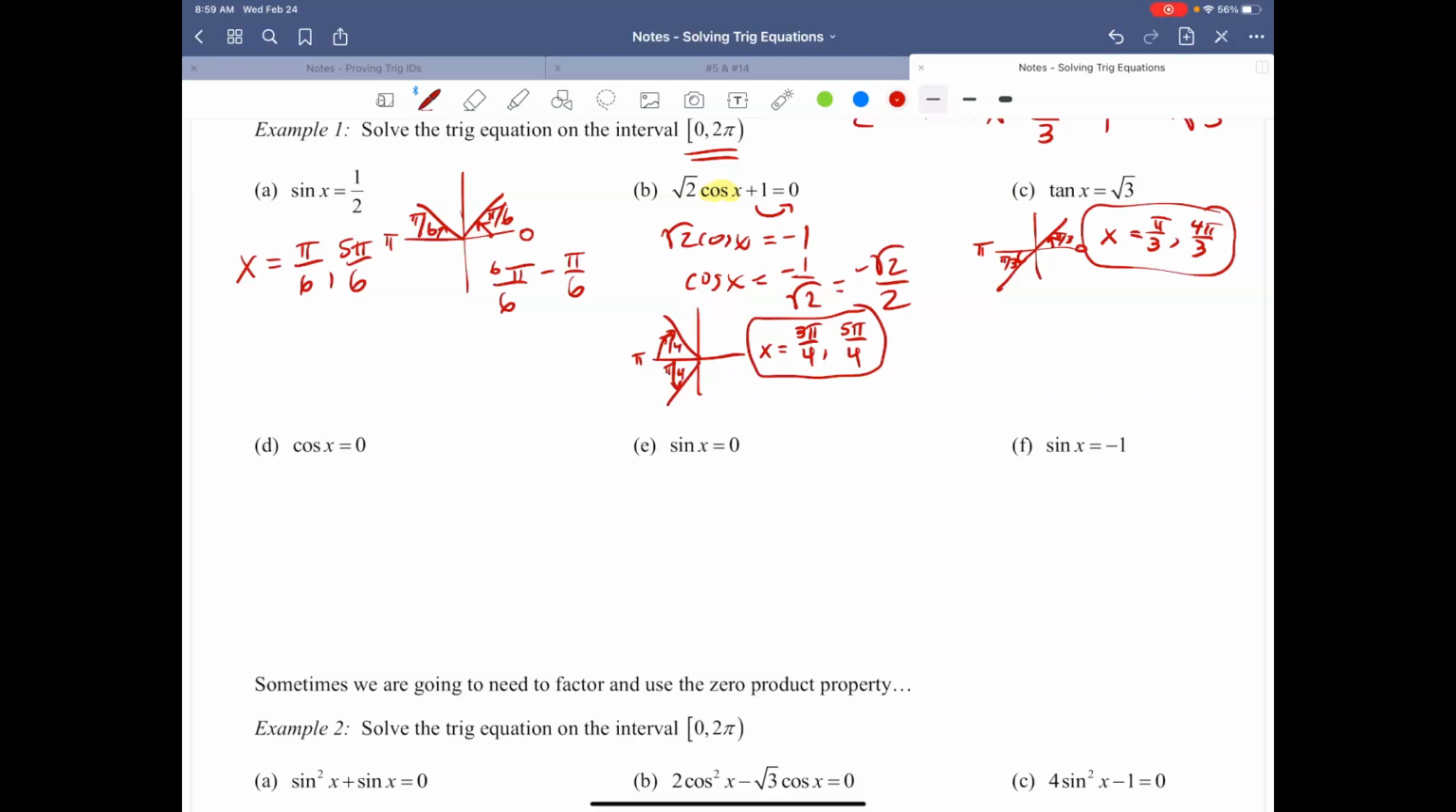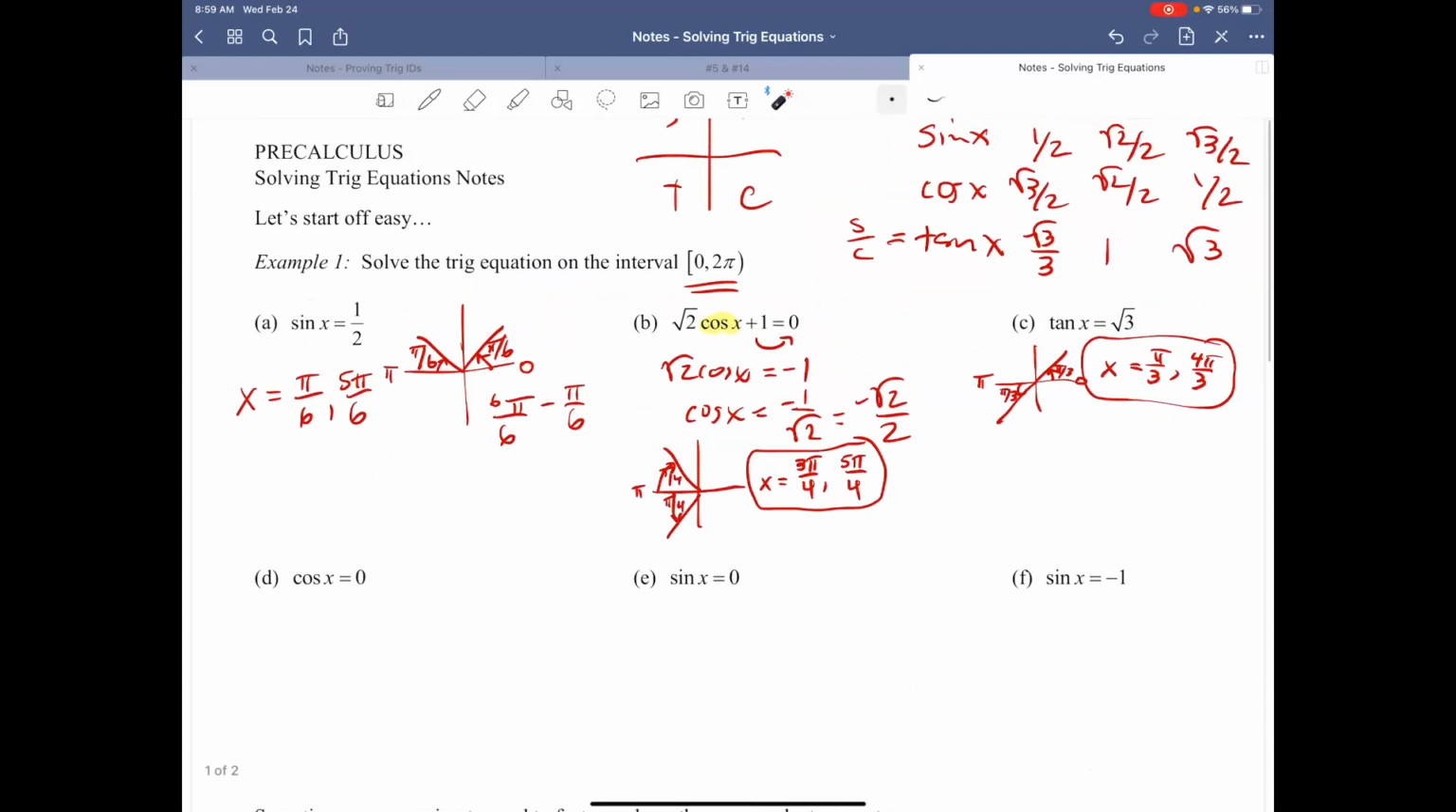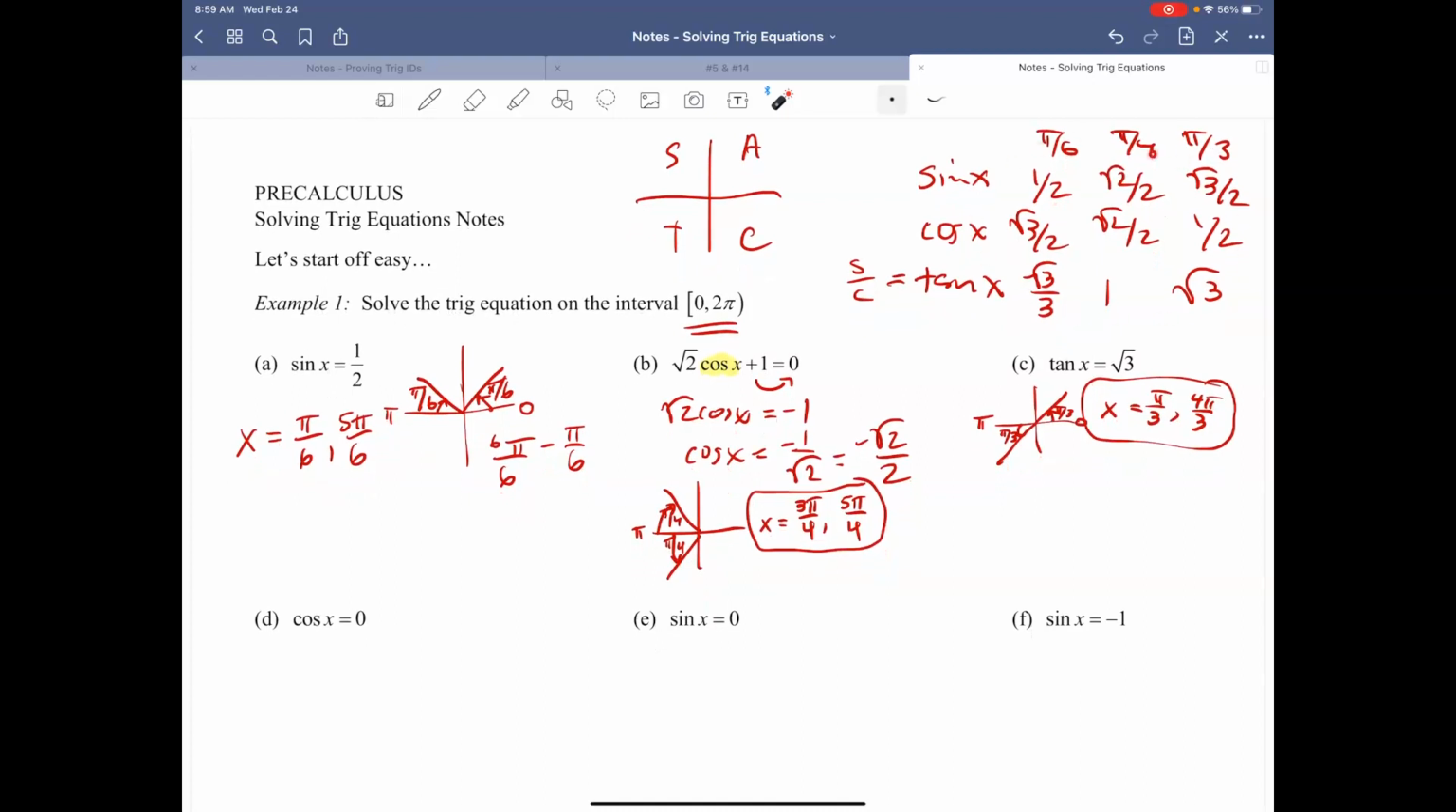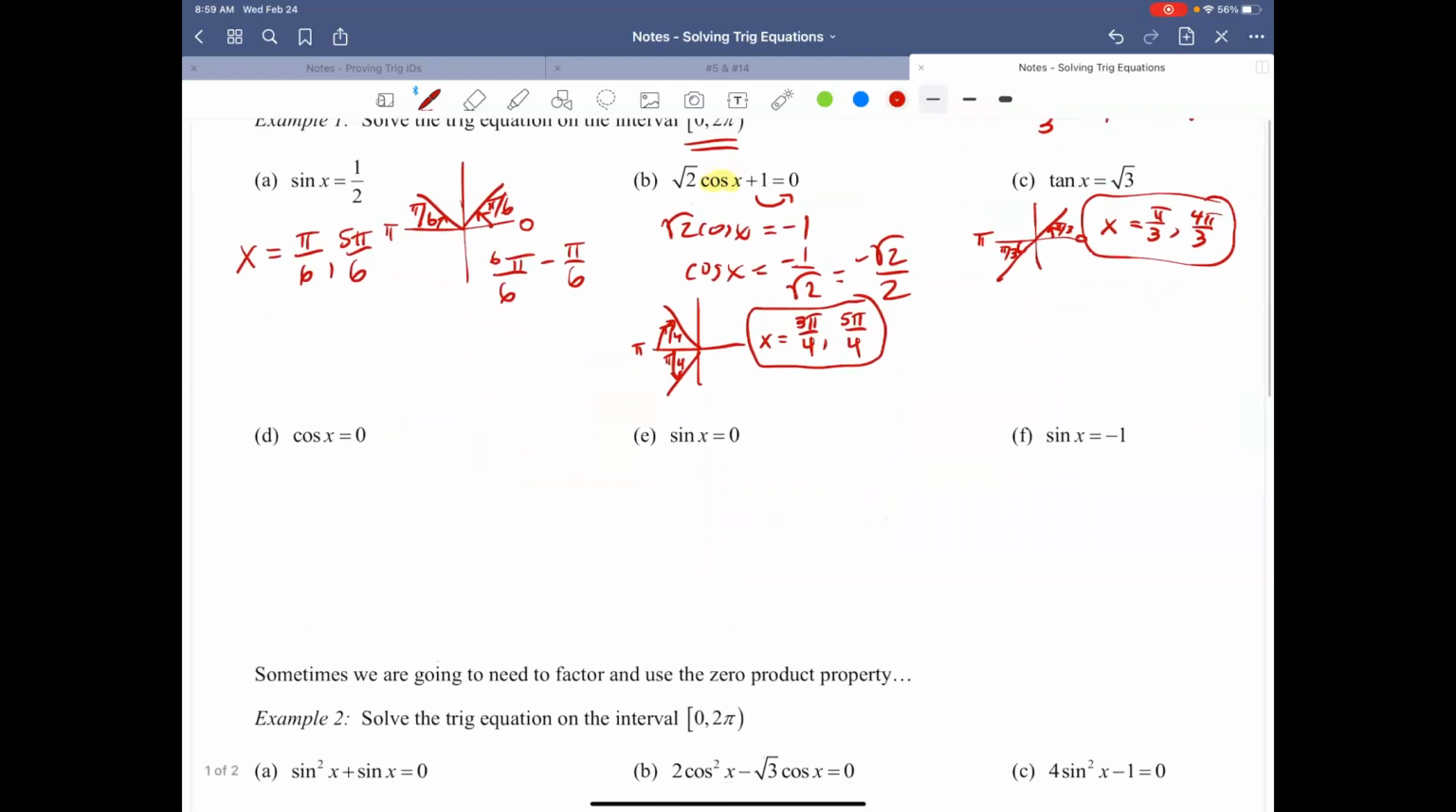Example D, E, and F are slightly different because, as you'll notice, we have the trig function isolated already in all three of them, and the right-hand sides are not numbers that show up in our chart that we wrote down earlier. Whenever this happens, what it means is that you are going to look for answers that are quadrantal angles, meaning angles that are actually on an axis.